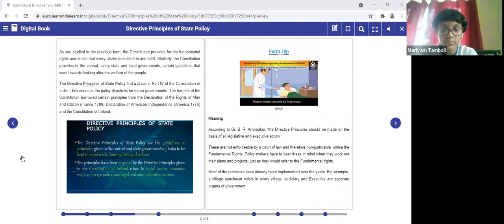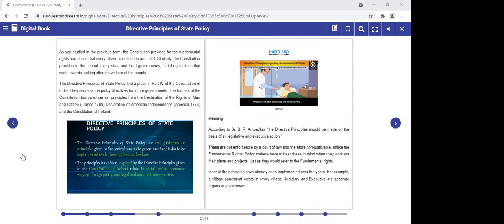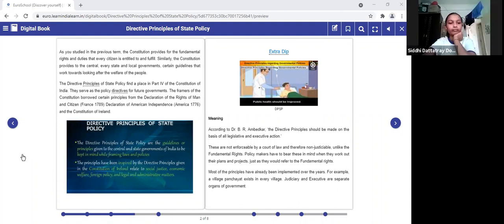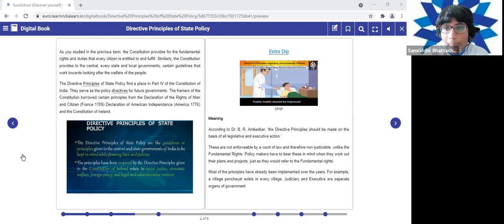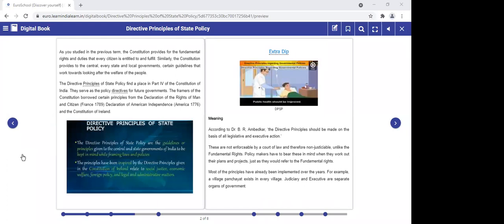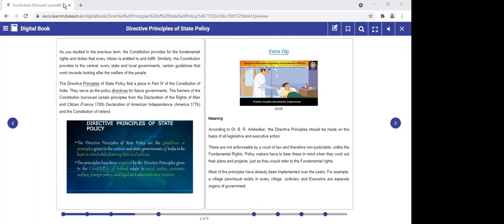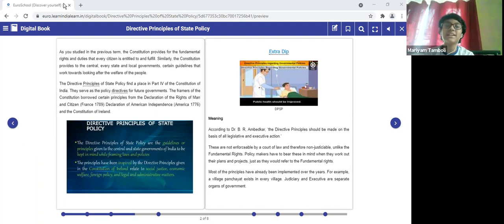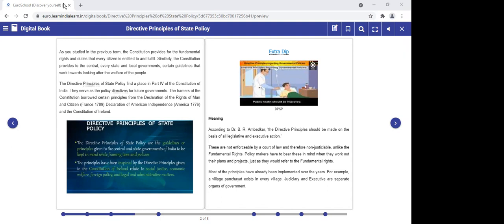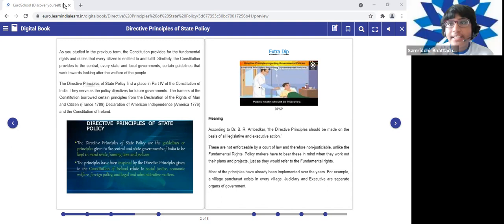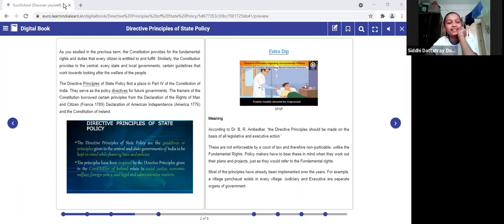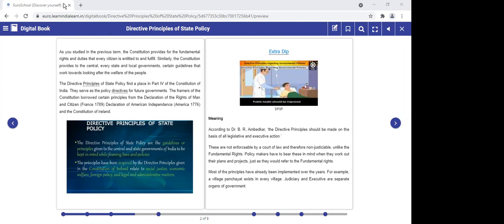What does judiciary mean, children? Who will tell me? Judiciary includes what? You have already studied this. What does judiciary mean? Justice. It is the judicial authorities of the country, ma'am. Authorities in what sense? Ma'am, they are justice courts. Yes, courts. Judiciary means the courts are involved.